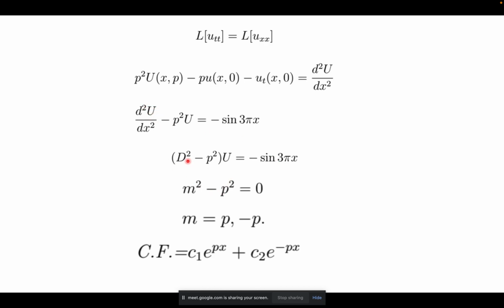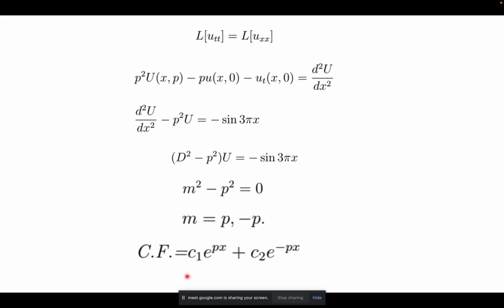Okay, so if I solve just the auxiliary equation, I will get m square minus p square is equal to 0, right? And solving this, I will get m is equal to p and minus p. So you have two roots which are both real and distinct, and in that case the complementary function can be written as c1 times e power m1 x, where m1 is nothing but p, plus c2 times e power minus px. So now you have calculated the complementary function, but in order to solve this complete differential equation, you need to have the particular integral also.